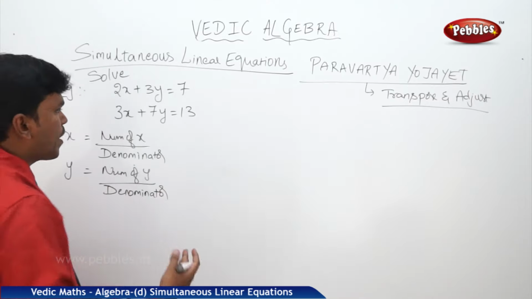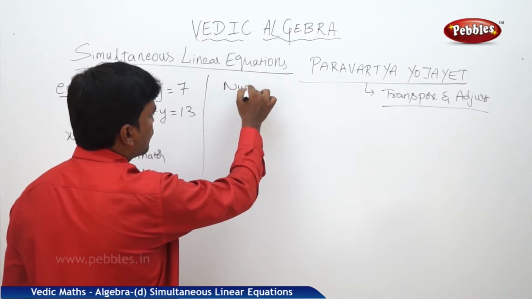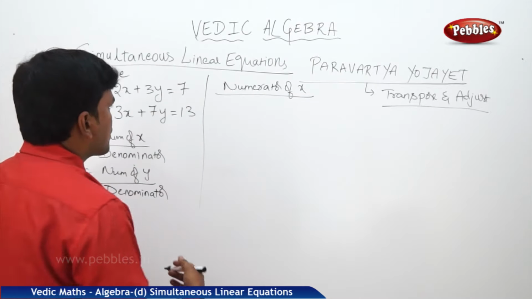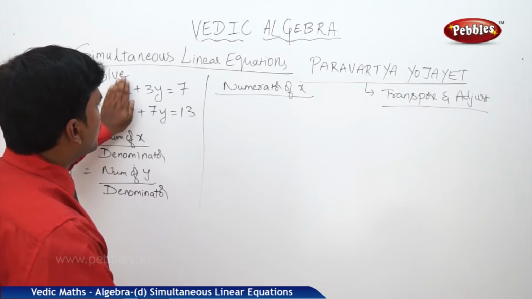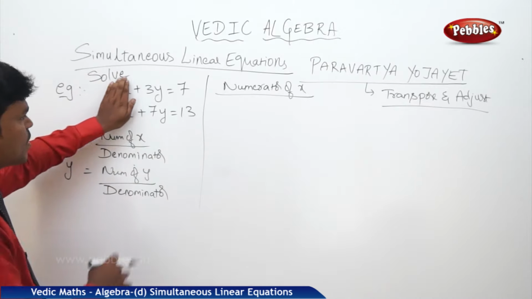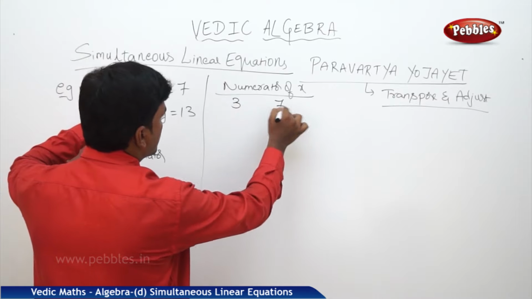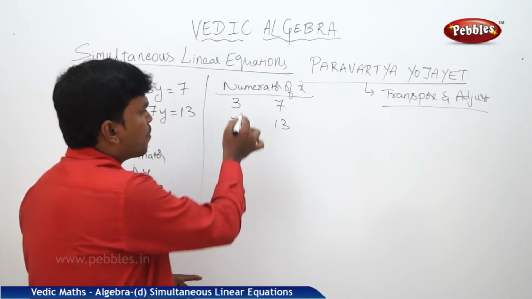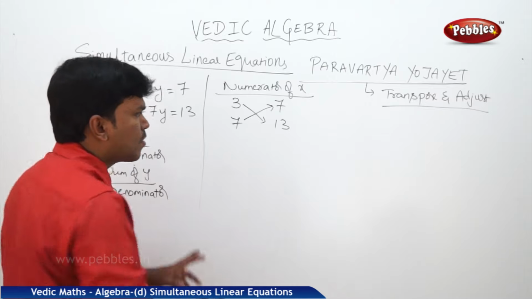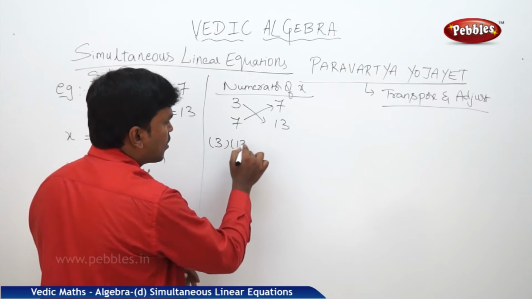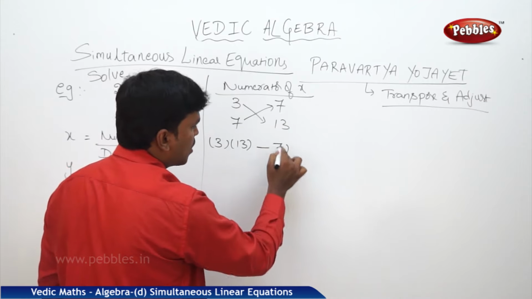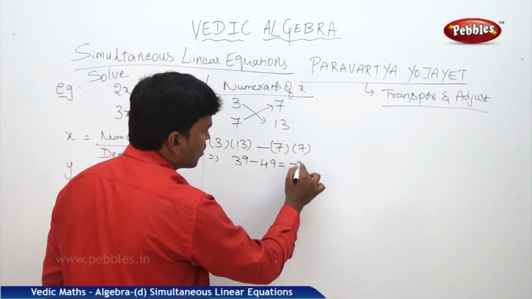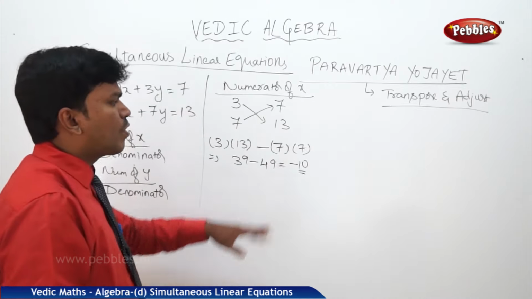Now, how to find the numerator of x? As we already discussed, if you want the numerator of x, simply ignore the terms of x in the equation. Take the remaining coefficients 3, 7, 7, 13. Simply cross multiply and take the difference. So 3 into 13 minus 7 into 7. That is 39 minus 49. How much do you get? Minus 10. So the numerator of x we got is minus 10.